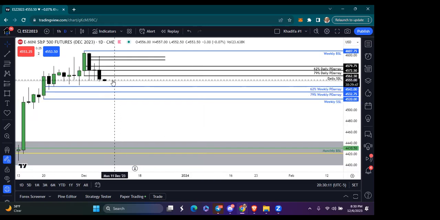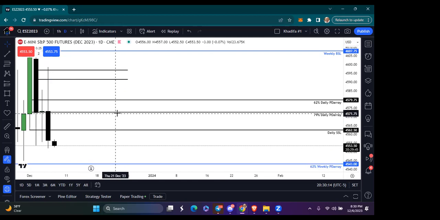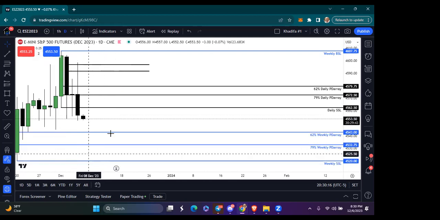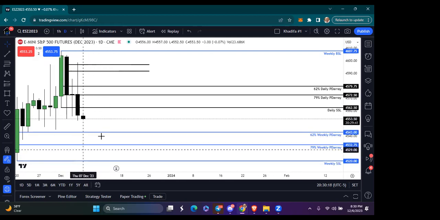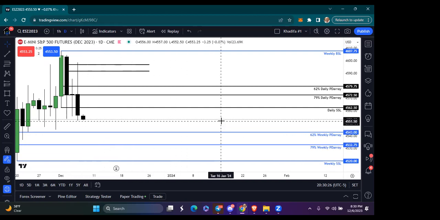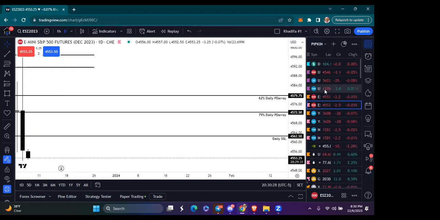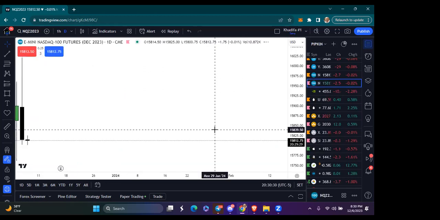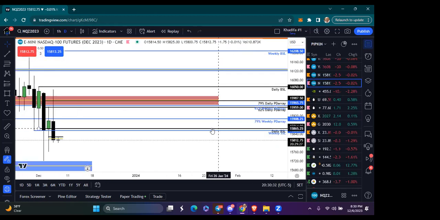So that's why I stand with ES. I expect us to pull down into the weekly PD array levels, and then I will see how price reacts to those levels. If we start getting smart money reversals, or if price breaks below them aggressively and closes below them. Cool beans. And the same thing for NQ, right?